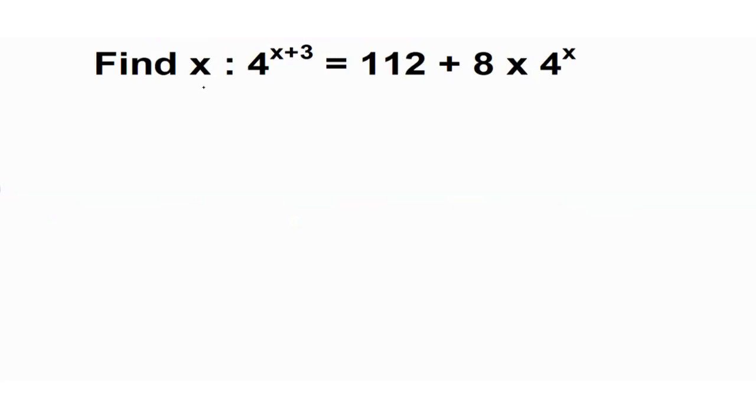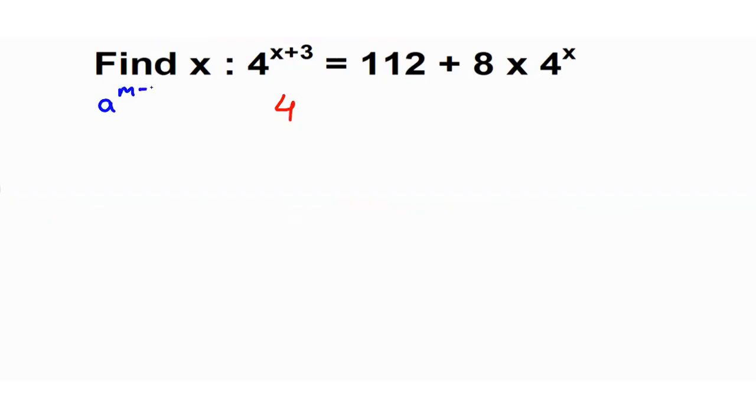In this question, we have to find x. We are given an equation: 4 to the power x plus 3 equals 112 plus 8 multiplied by 4 to the power x. We'll simplify this. 4 to the power x plus 3. Now you know this formula.